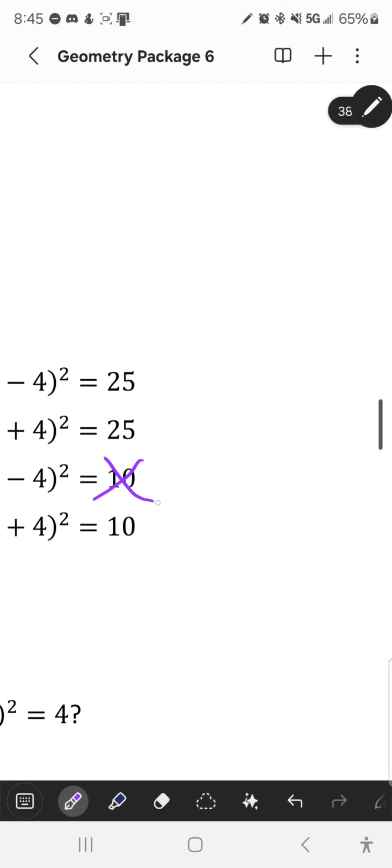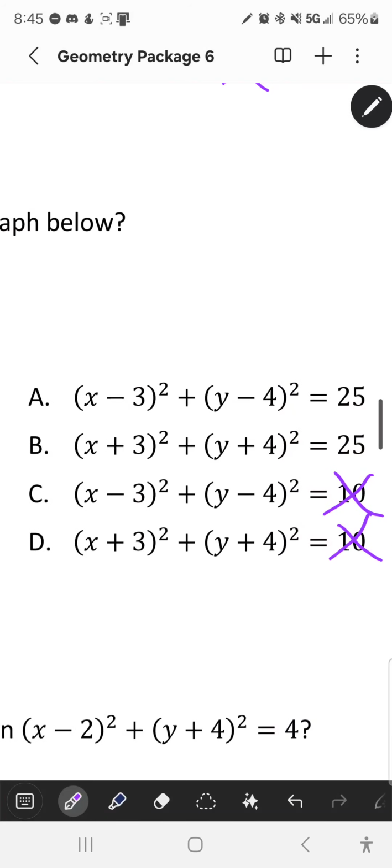So I take out this one, and this one, these are not the signs. So our answer is B.